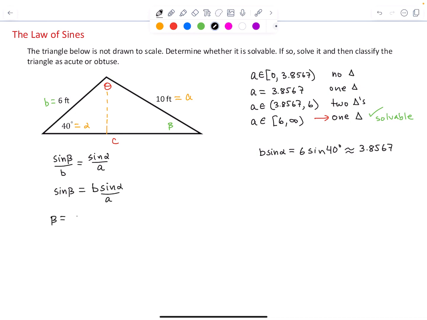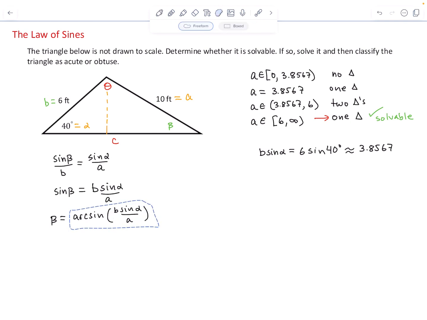Therefore, beta will be equal to the arc sine of b sine alpha over a. This argument will be a positive argument, giving us a first quadrant angle when I do arc sine, which is exactly what I'm looking for because we know that beta must be acute. Specifically, we get that beta must be the arc sine of 6 sine 40 degrees over 10. Reach for a calculator and make sure you are in degree mode for all of this.